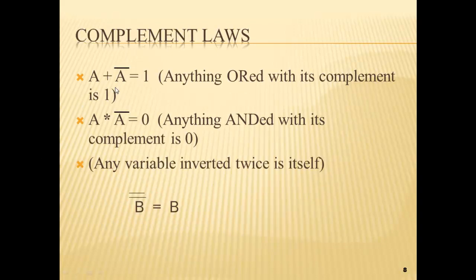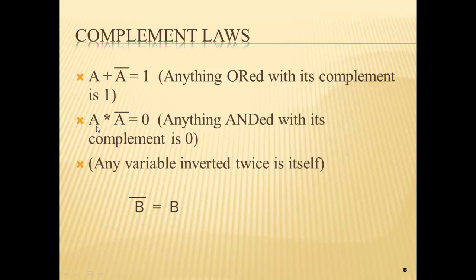Anything ORed with its opposite is always 1. Think about it. Remember, OR gates, any high gives you a high out. Well, if these are complements of each other, if this is 0, that one has to be 1. If this one's 1, that one has to be 0. So one of them is always going to be high, so we know it always has to be a 1.